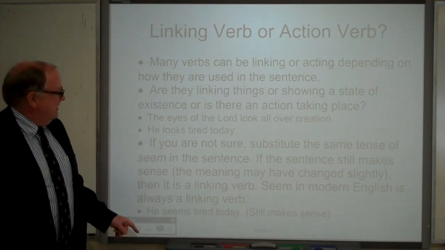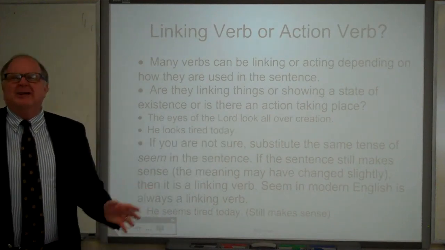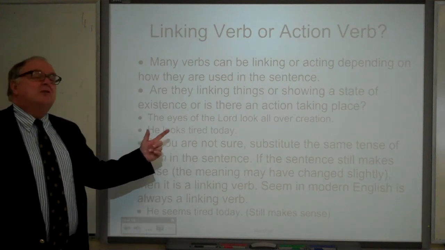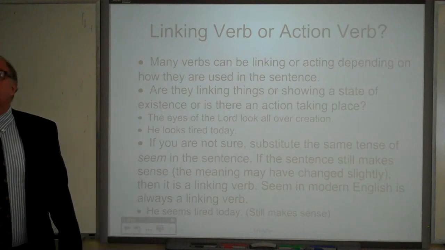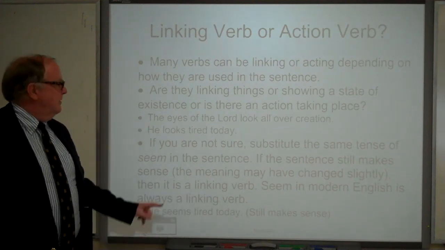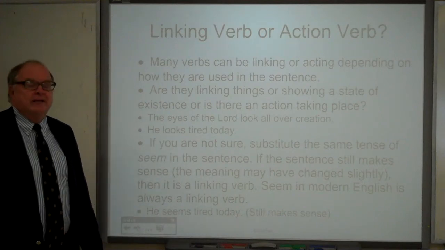So if we say, the eyes of the Lord seem all over creation, that doesn't really make any sense. So you know that's an action verb. Whereas, he seems tired today, that still makes sense. It means almost the same thing. So we know that that is a linking verb in that sentence.